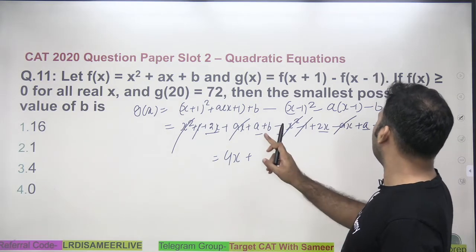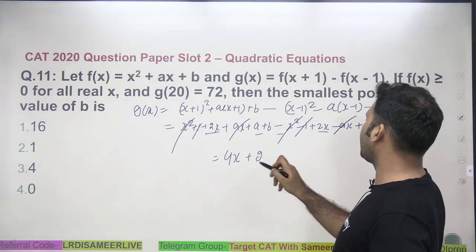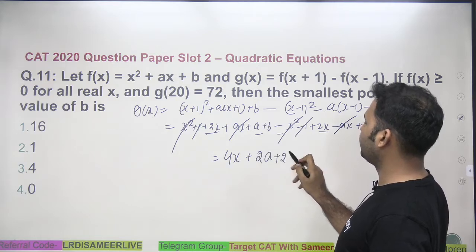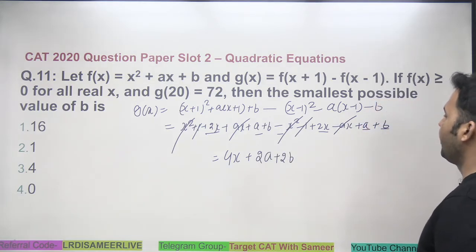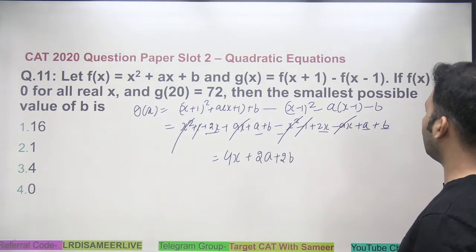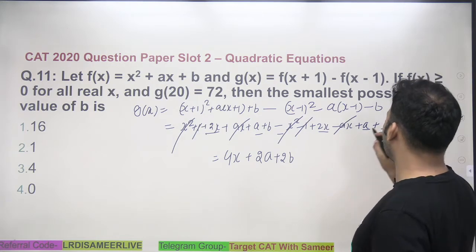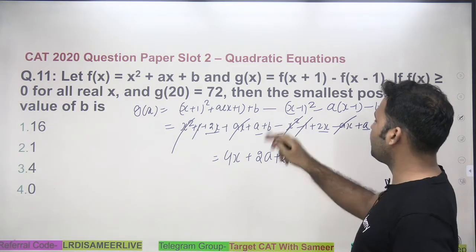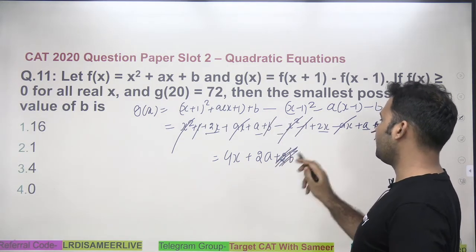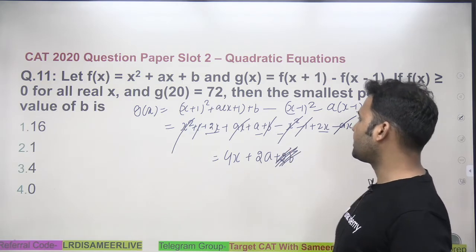Right. That is 4x plus 2a plus 2b. Got it? This is what this expression is all about. One mistake that we have done is that b has a minus sign. B and b will get cancelled, right? So it will not be b here. It is only 4x plus 2a.